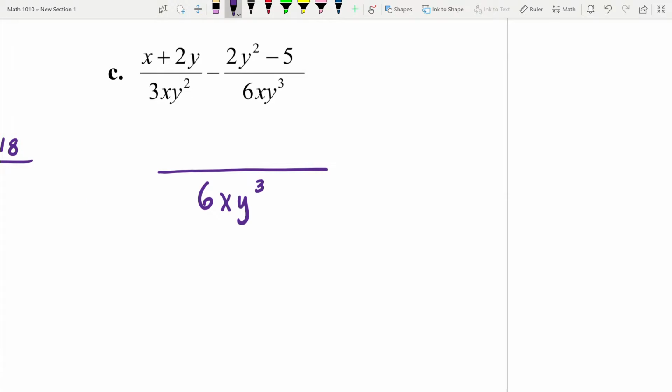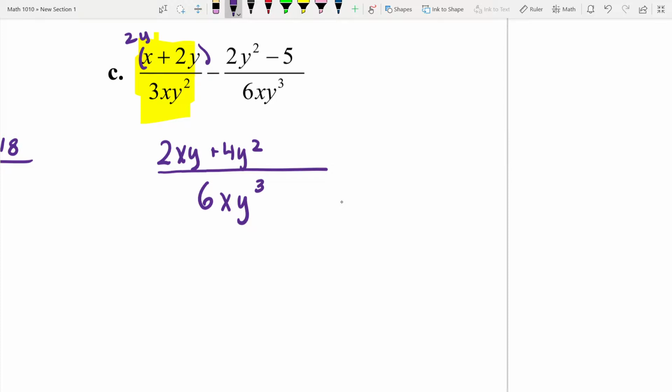Now let's do it. Look right here. What do I multiply by 3 to get 6? 2. I have 1x. I need 1x. I'm good. I have 2 y's. I need 3 y's. I'm missing 1 y. Now I distribute. So 2y times x is 2xy. 2y times 2y is 4y squared.